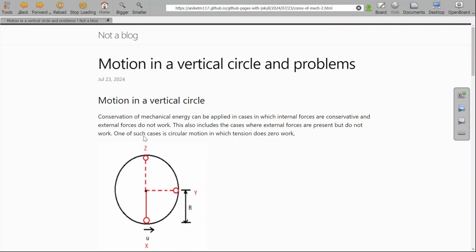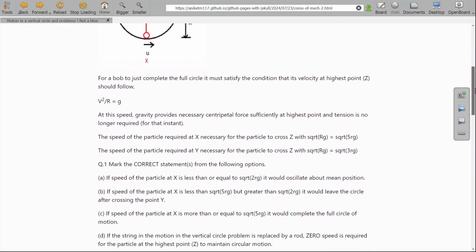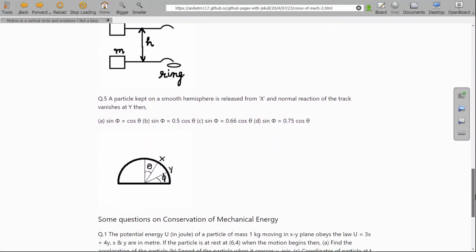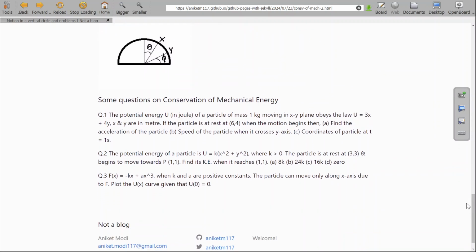Welcome everyone to today's lecture on the topic of motion in a vertical circle. So, first of all, we are going to continue with some problems on conservation of mechanical energy. So, here are the problems.